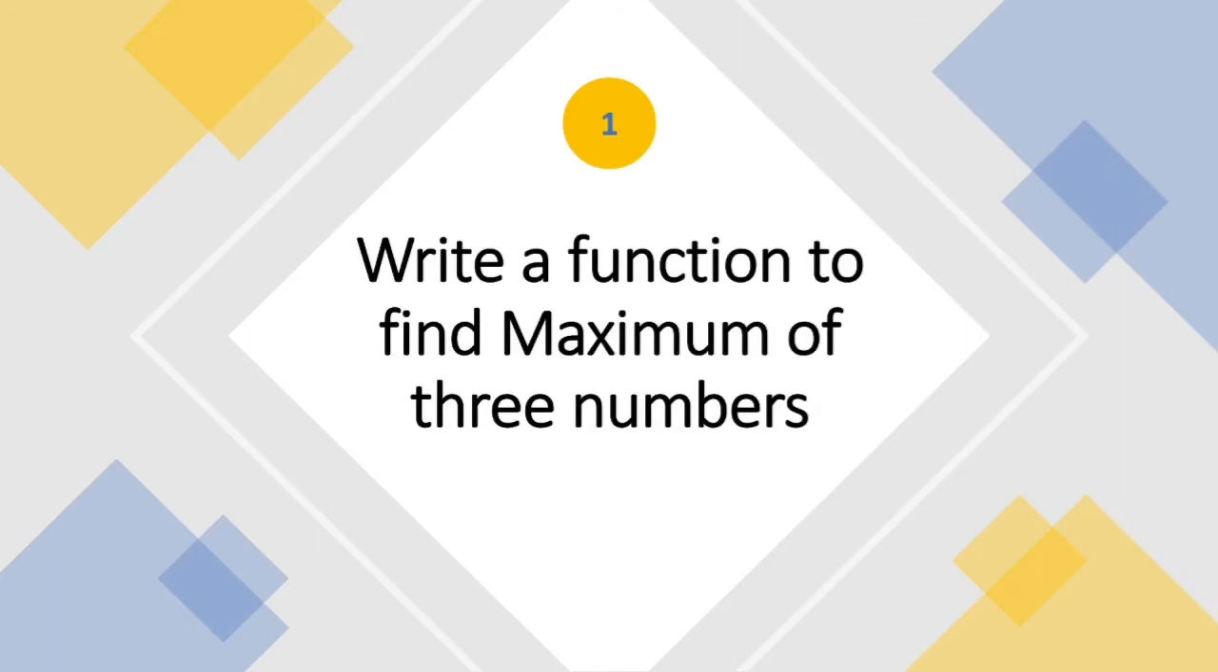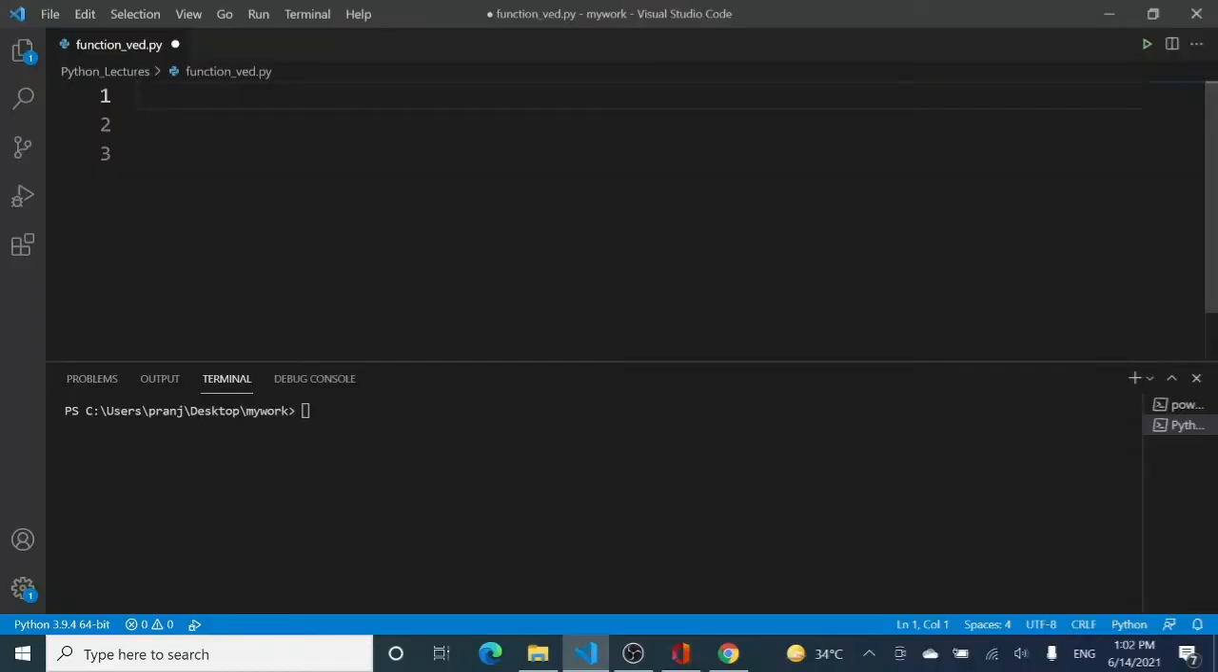So, the first example that we are going to see today is we will be writing a function to find the maximum of three numbers, right? So, let us move to our Python screen in our Visual Studio and find the maximum of three numbers with the help of a function. So, here, now what we are going to do, we will be defining a function to calculate the maximum of three numbers. So, the first thing is to write the def keyword, the name of my function.